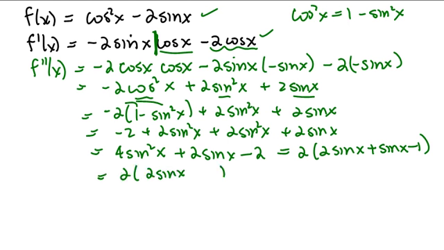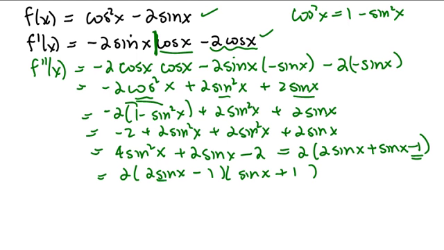So it's 2 sine x times sine x. What multiplies to give me negative 1? It's a positive 1 and a negative 1. And you can test that to make sure that you've got it in the right order.